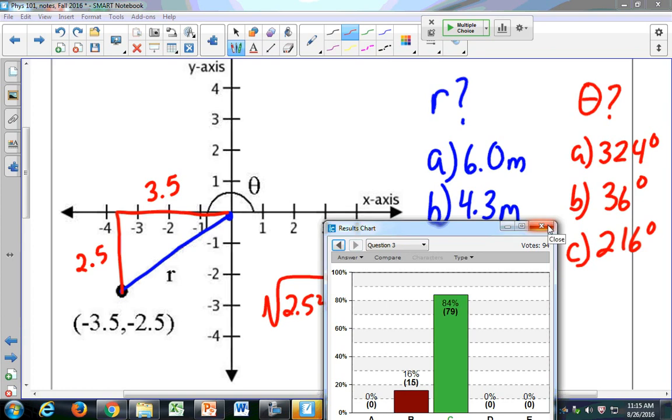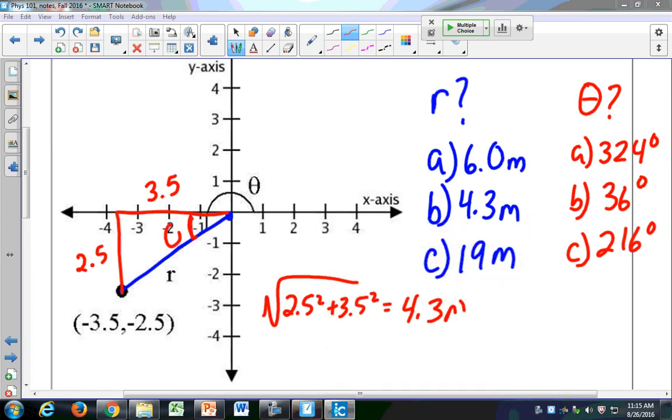Why could we just look at those options and say it has to be C? Why is that? Right, because it has to be in which quadrant? It has to be in the third quadrant, right? And in the third quadrant, it goes from 180 to 270, so it has to be somewhere between 180 and 270.